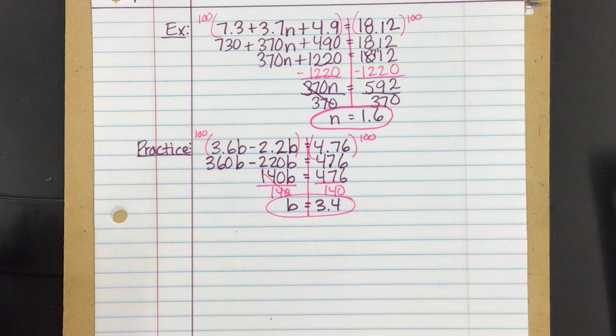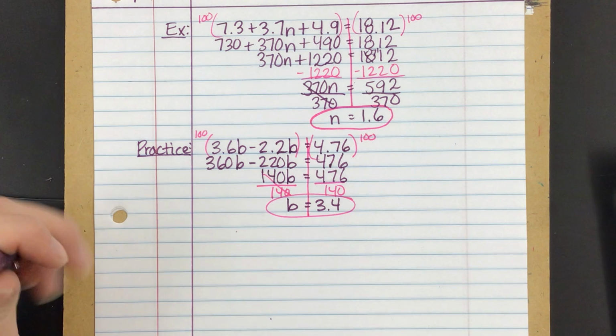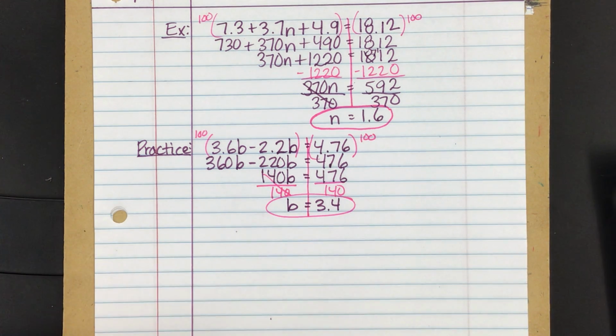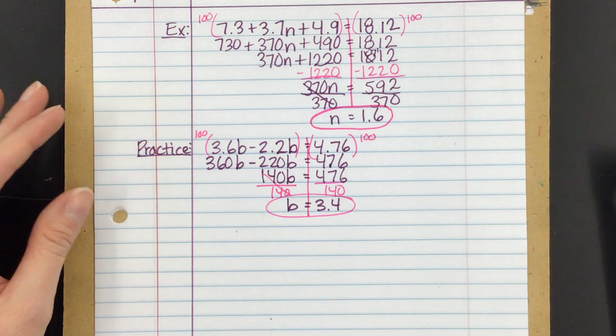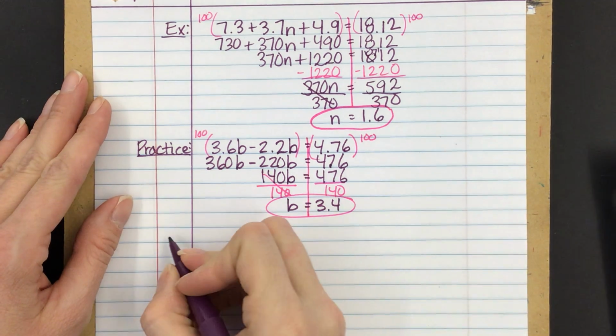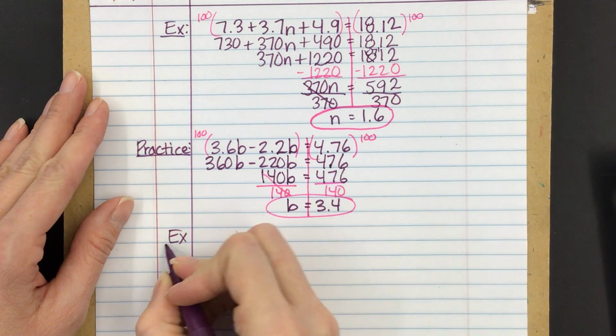Okay, now there is one special situation that I need you to make you aware of for when you're clearing decimals, and that is when you have grouping, when there are parentheses in your problem. So let me show you an example of what I mean.